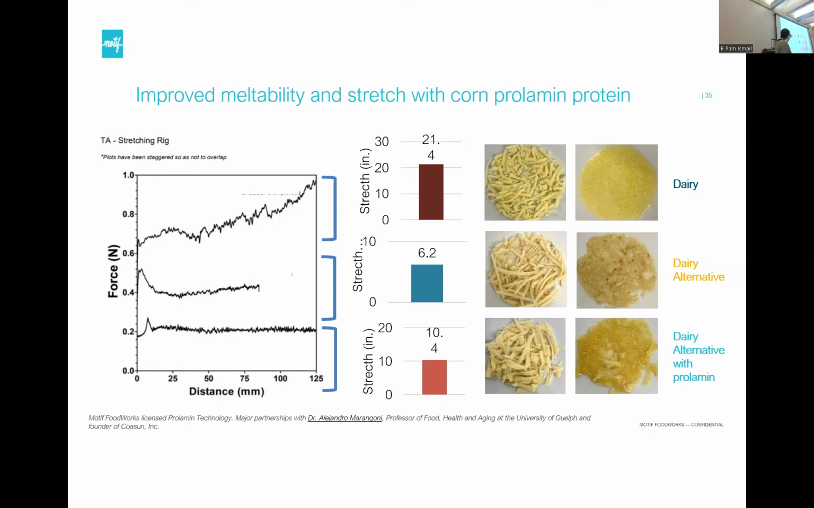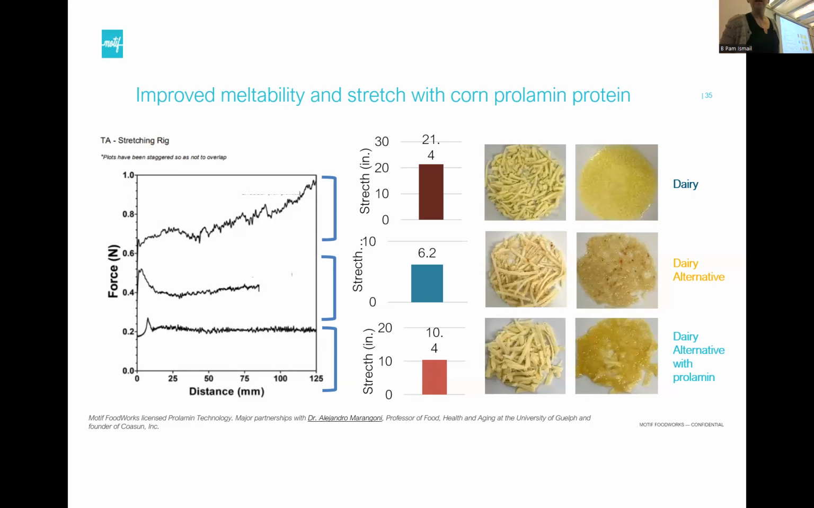Now, I stole this from Lect. At Motif, they are using corn to simulate cheese by enhancing the elasticity of plant-based cheese and its melting properties. They found that corn polymer actually has good characteristics compared to other plant proteins, in the sense that it has some stretching capabilities as well as melting properties that can simulate dairy cheese.